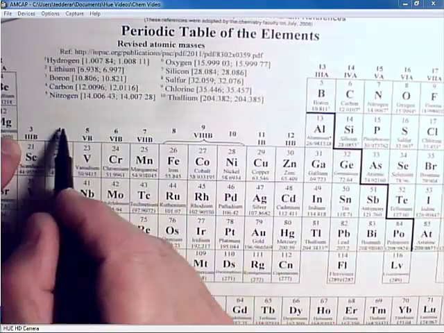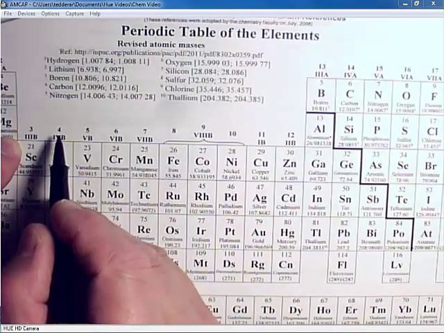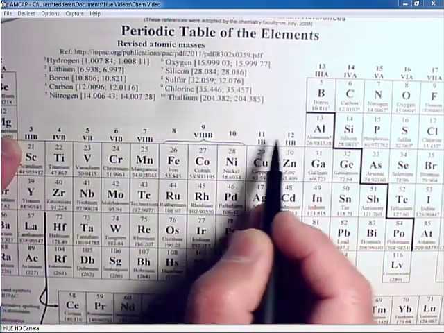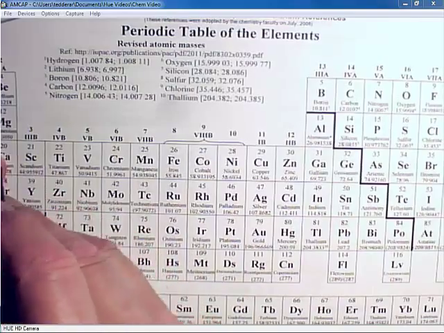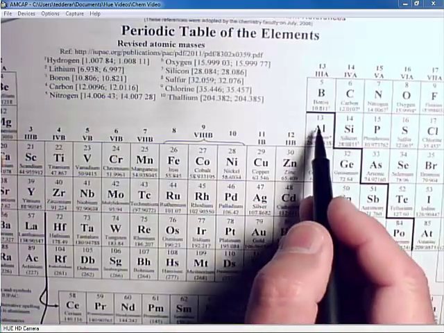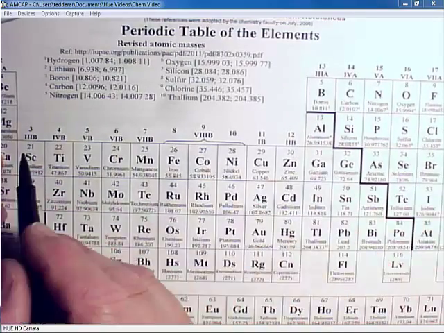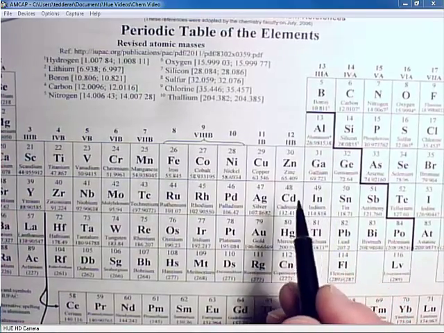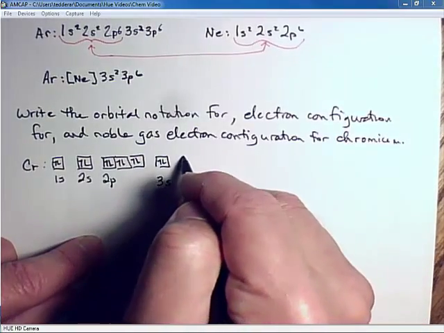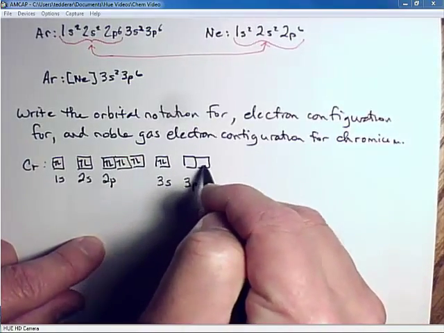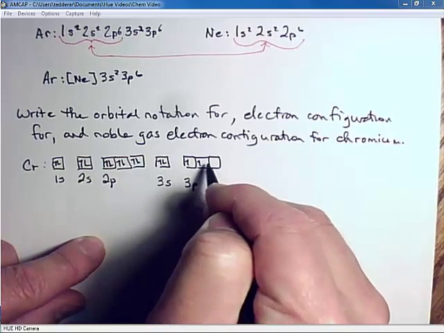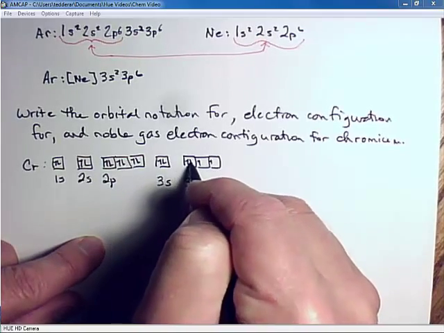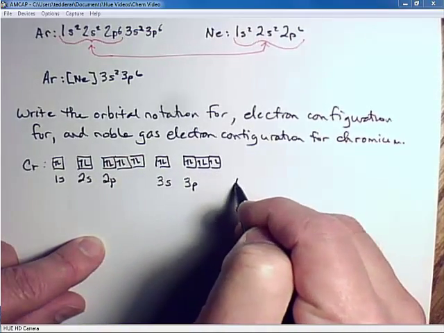Now in this third row, there's a blank space right here. Don't try to fill in 3d yet, because it doesn't happen until you get to the next row. We do 3s and 3p. You just walk along the periodic table, number by number, like you're walking along the bricks on the yellow brick road, okay? All right, 3 orbitals in a p sublevel, 1 electron per box, and then come back and pair them up.